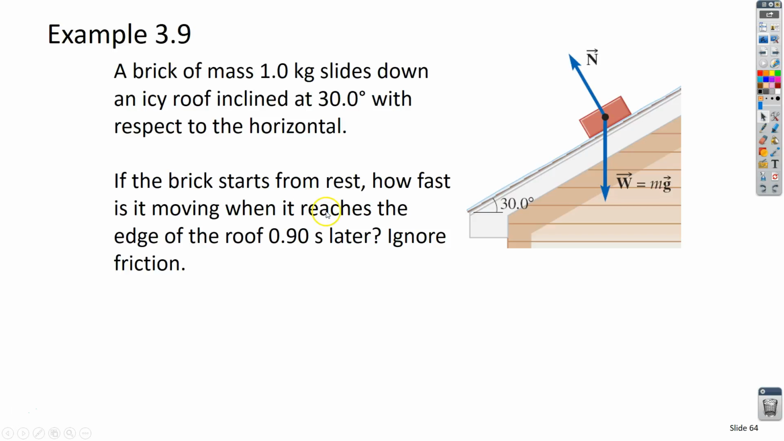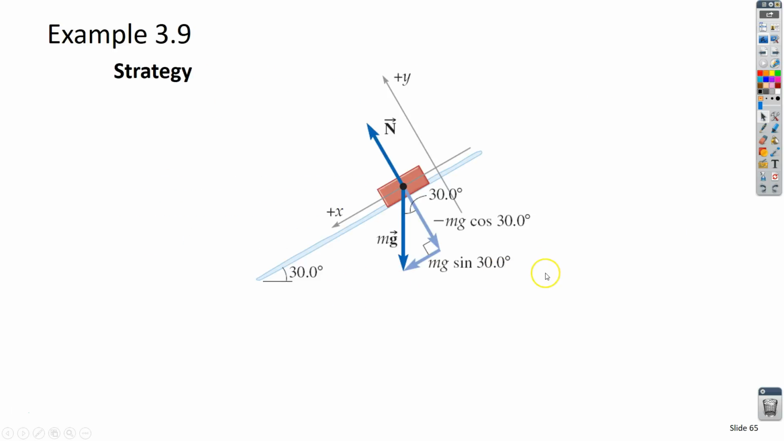Here we've got a brick of mass 1 kilogram. It is sliding down a 30-degree incline. If the brick starts from rest, how fast is it moving when it reaches the roof, which is about 0.9 seconds later, and they want us to ignore friction.